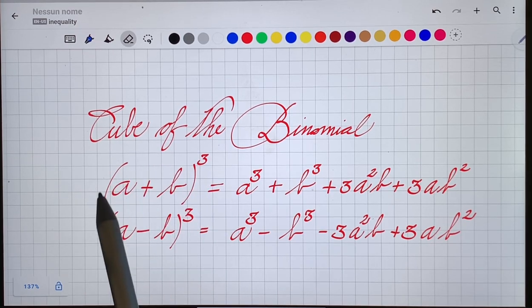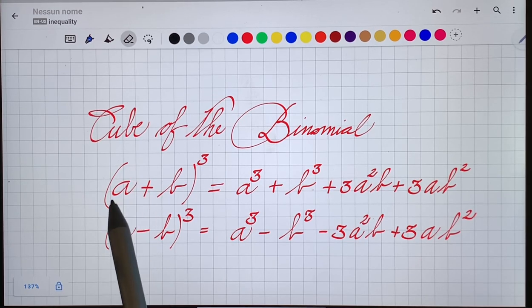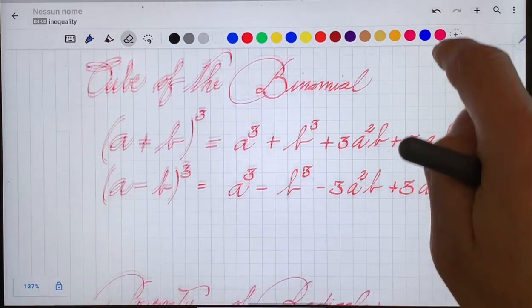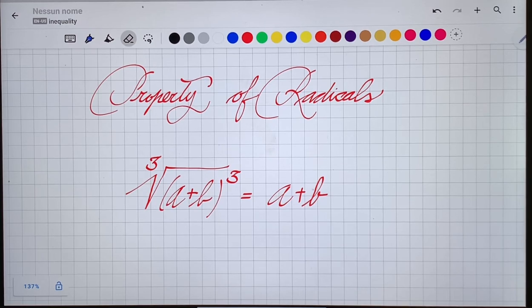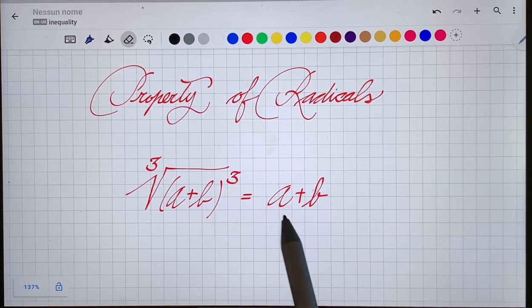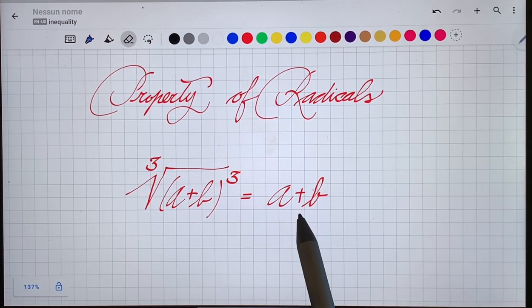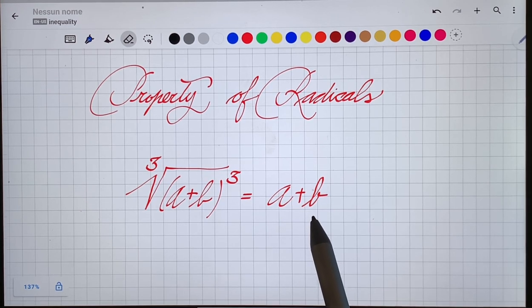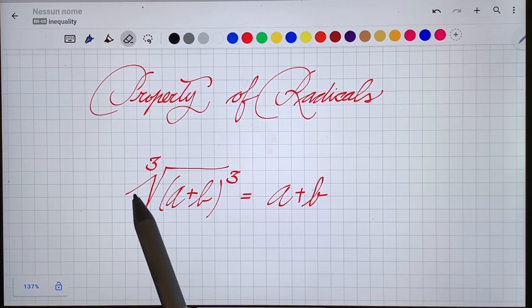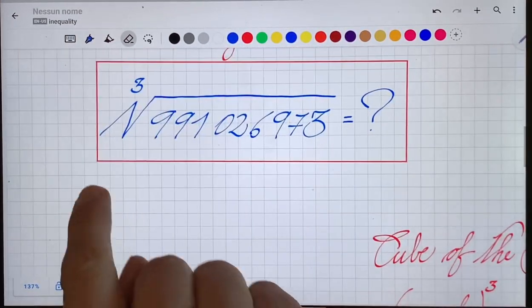Okay? Once we are able to write the 9-digit number as a cube of the binomial, we will apply a second property called property of radicals. The cube root of a plus b all to the power 3 is a plus b. That means instead of doing a cube root, we will do a sum of two numbers, and that's easier than doing a cube root. Now, let's work on the 9-digit number.